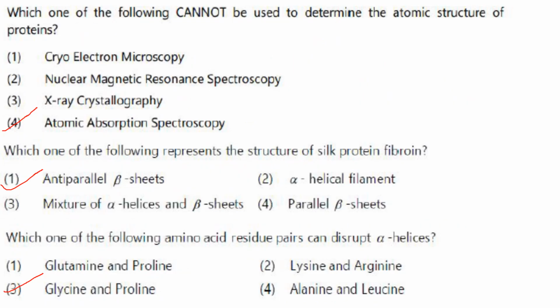Then next one. Which one of the following cannot be used to determine atomic structure of proteins? So it is atomic absorption spectroscopy that cannot be used. Atomic absorption spectroscopy is used to measure the concentration of specific elements in metals. Specific elements such as metals in the sample.